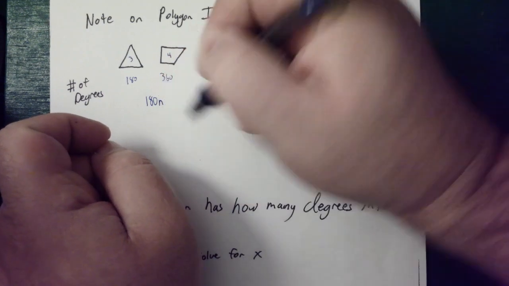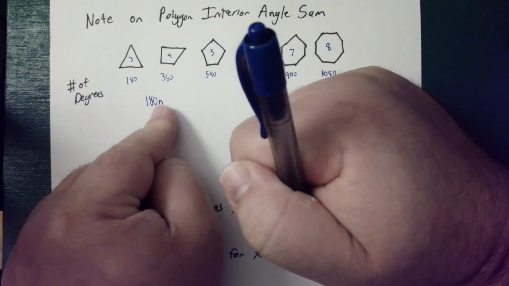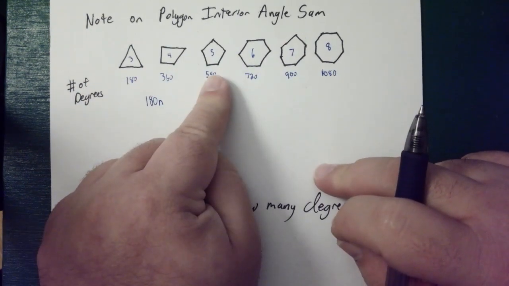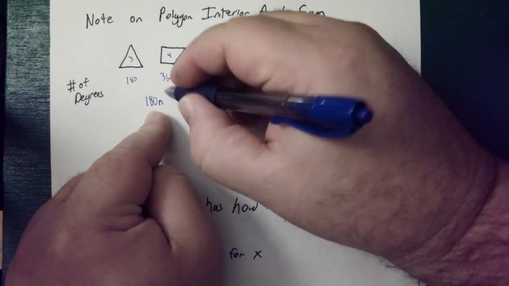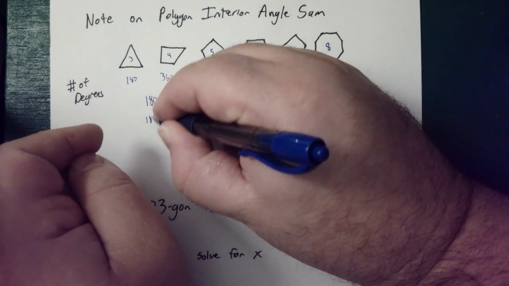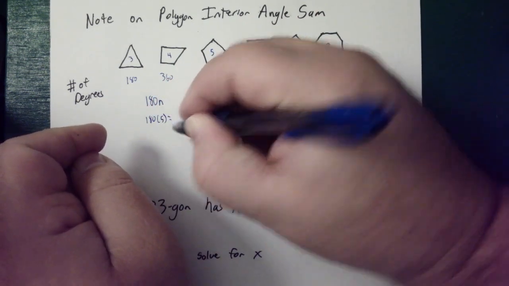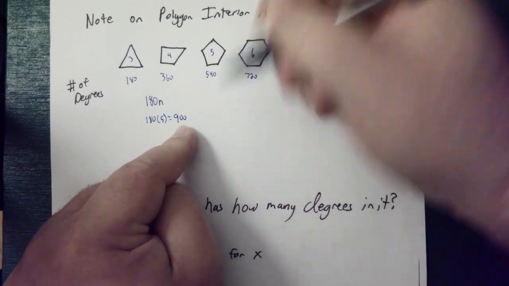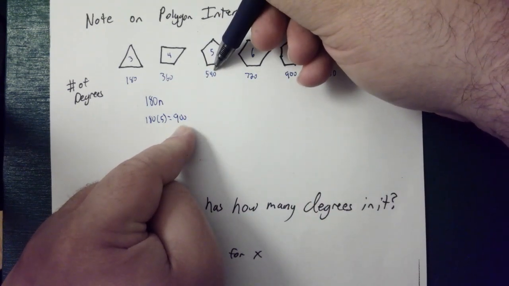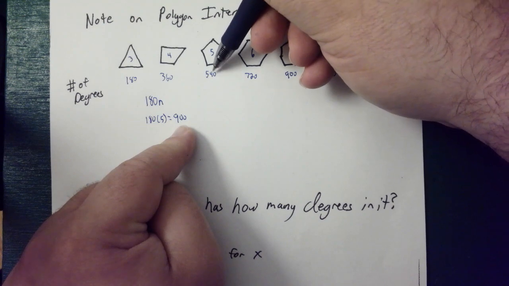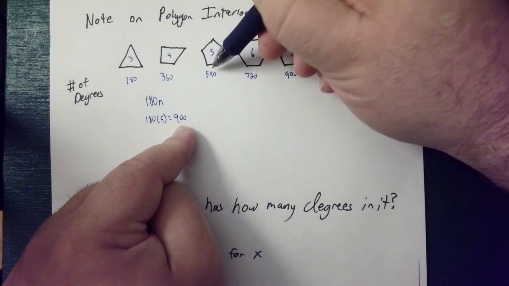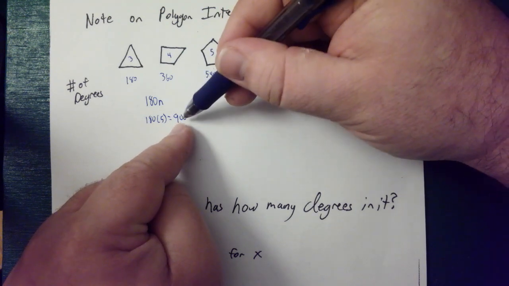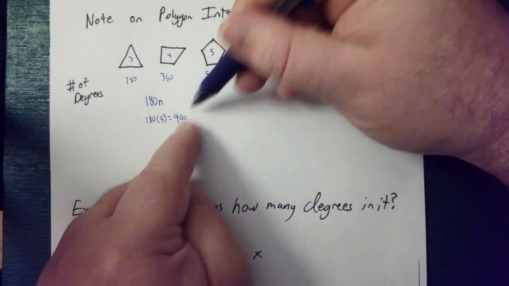180 in. But if I plug in any of these numbers, let's plug in 5 because 5's easy. 180 times 5 is 900, but it's supposed to be 540. So what do I have to do to 900 to make it 540? If I have 900 and I want it to be 540, I've got to subtract.